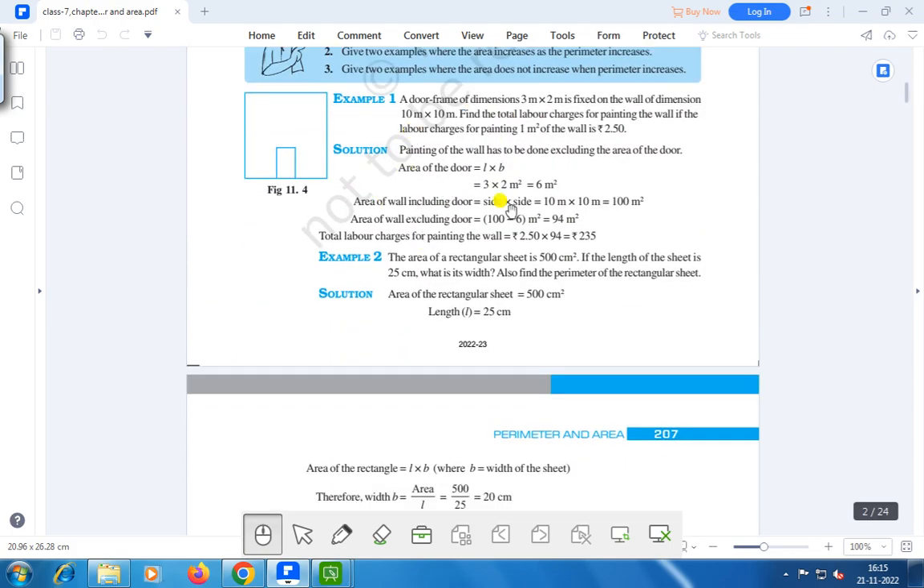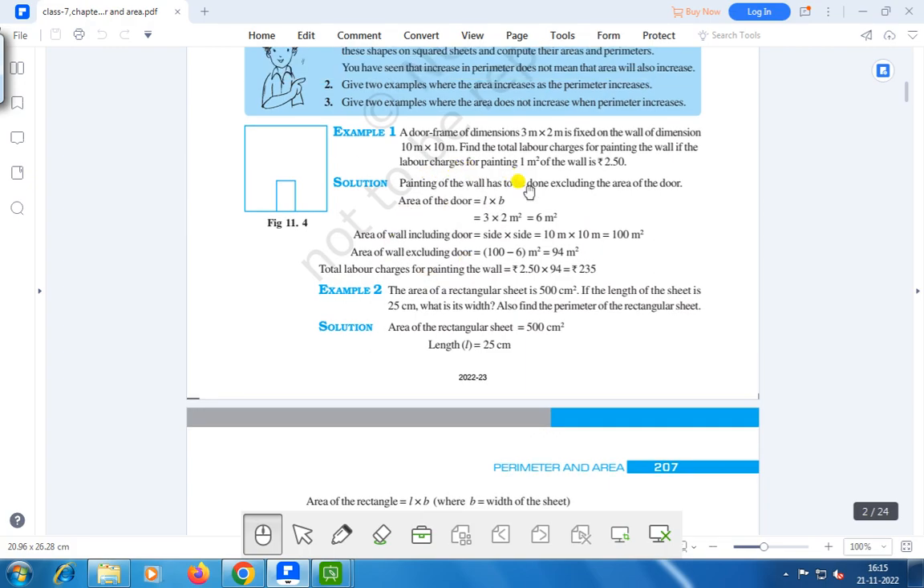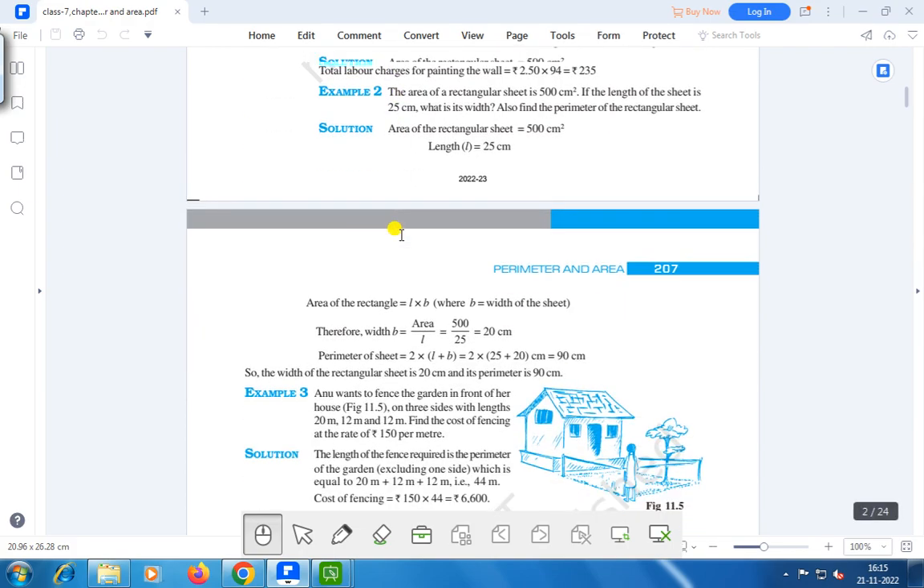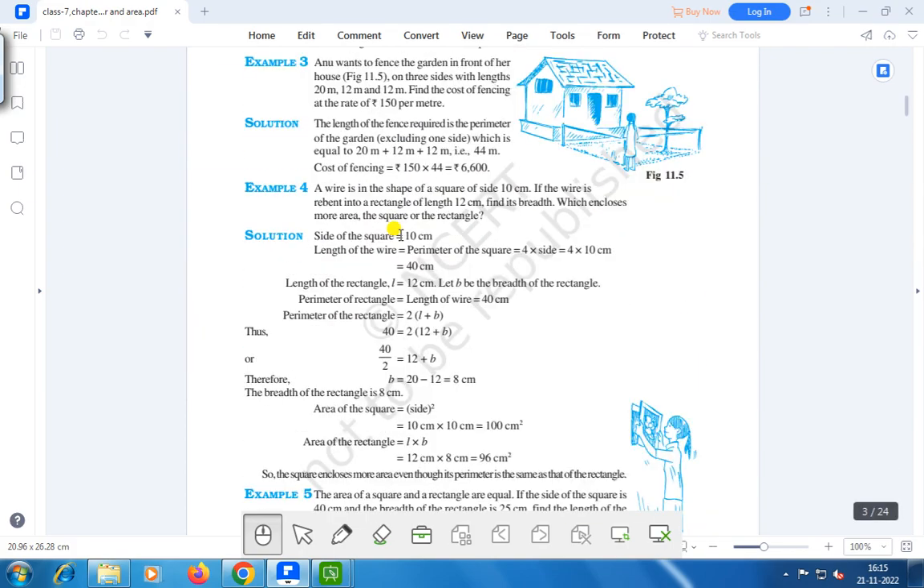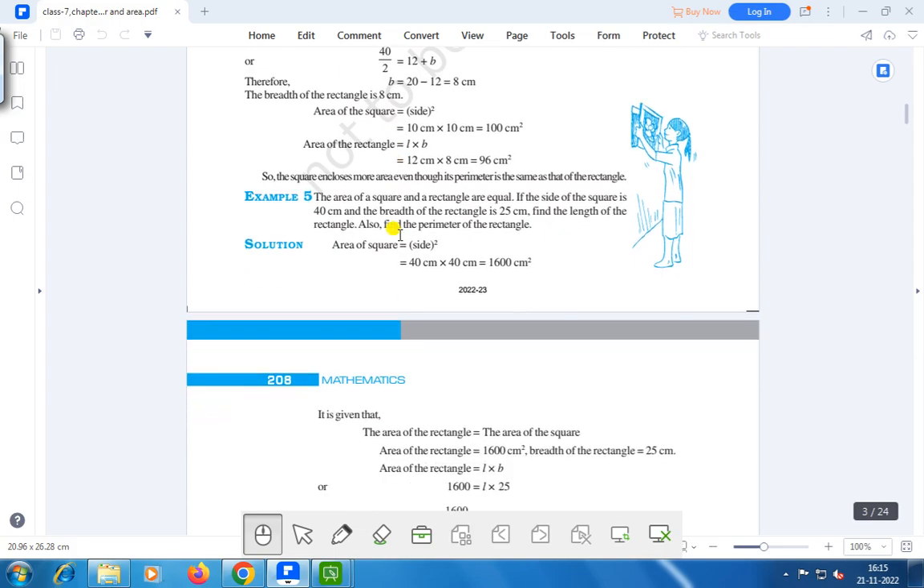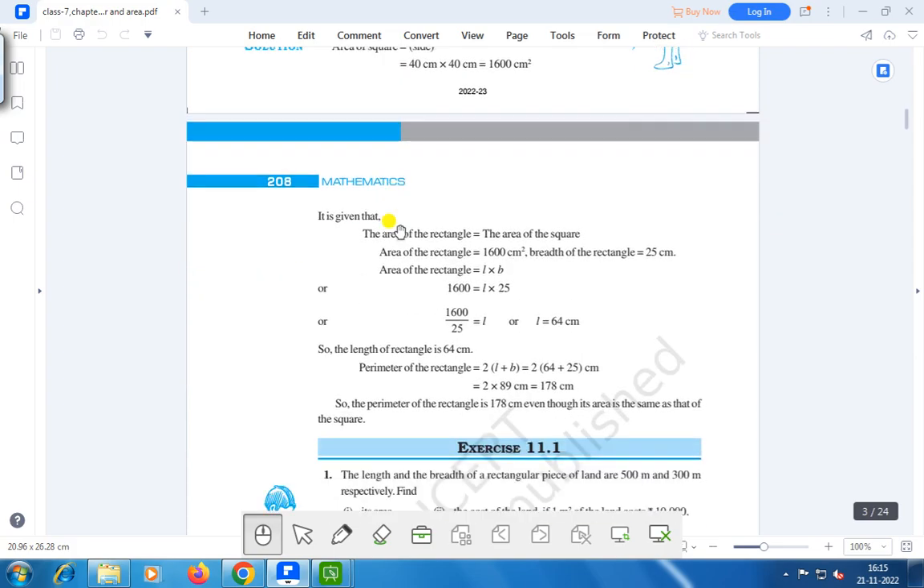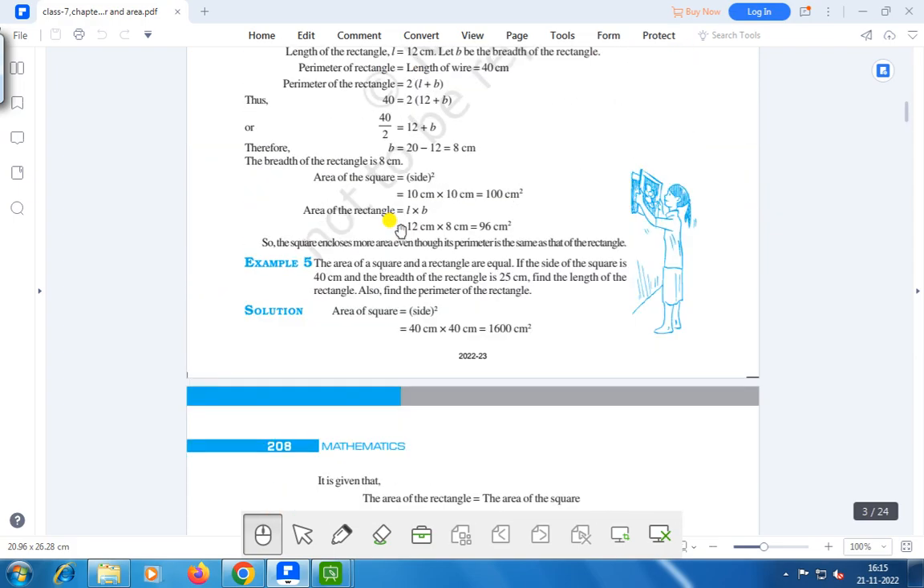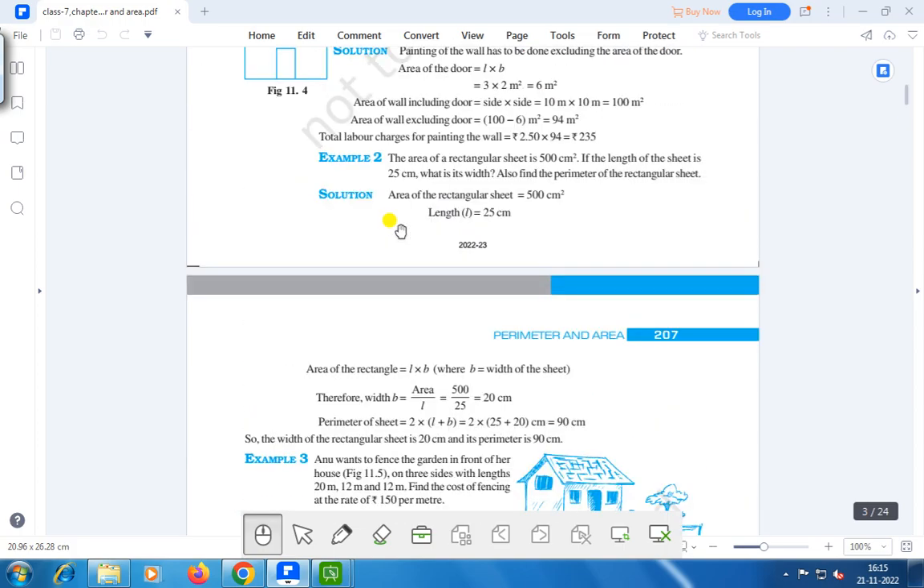Now some examples are given, example 1, example 2, example 3 and example 4, to find perimeter and area, right? We learn only about the formulas. You have to write the formulas also, right?